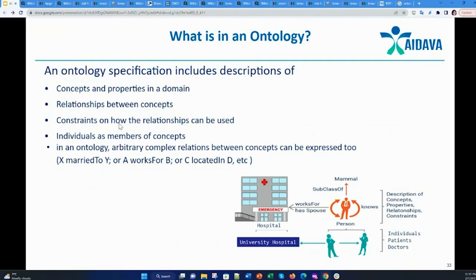For instance, this person can be a patient, or can be an employee of the hospital, can be a doctor, and can also have different types of roles, to be a spouse, or to be married to some other person, or to work for this hospital. And the hospital also can have different relations describing this concept.